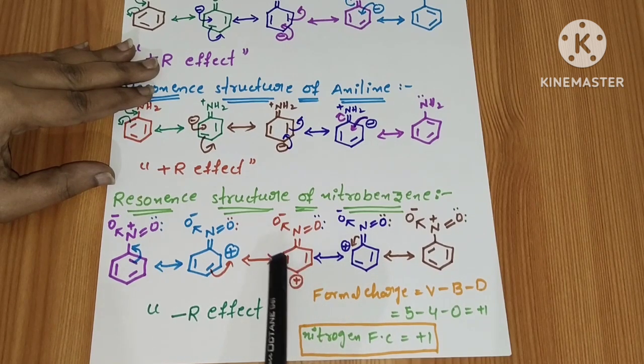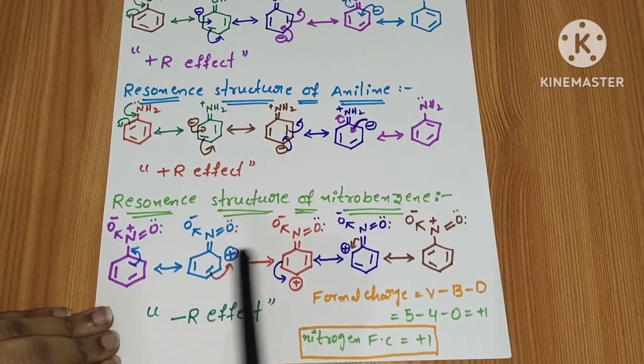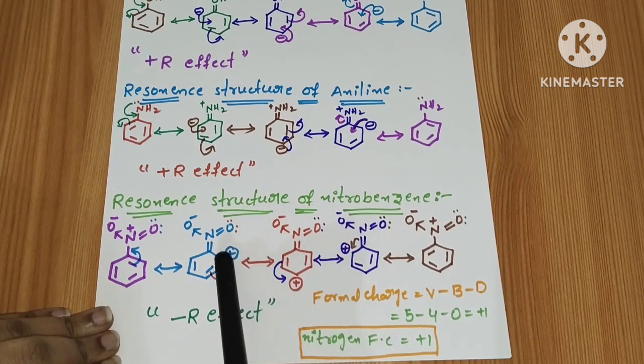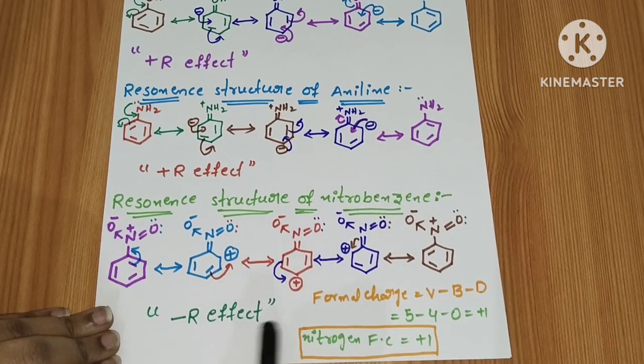Then these pi electrons are transferred to this positive charge. Then we will get the positive charge at the ortho position. So we can see that electron density decreases at ortho and para positions. So nitrobenzene shows minus R effect due to the less electron density at ortho and para positions.